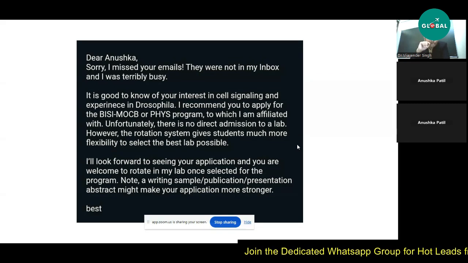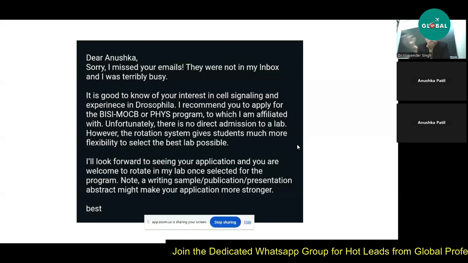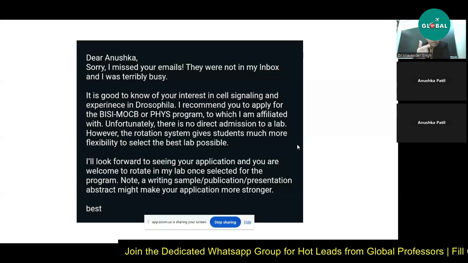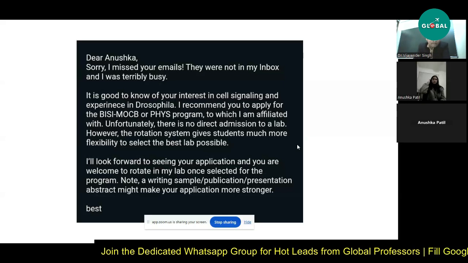Okay, Anushka, I have a question related to this. There is something called the rotation system, which is normally there in sciences and biology related domains. So, can you tell me what this rotation system is, Anushka?